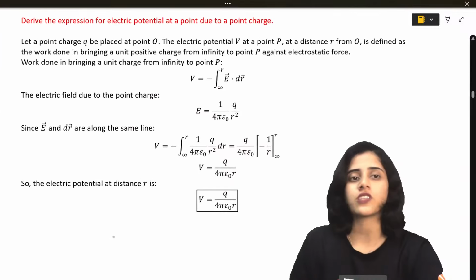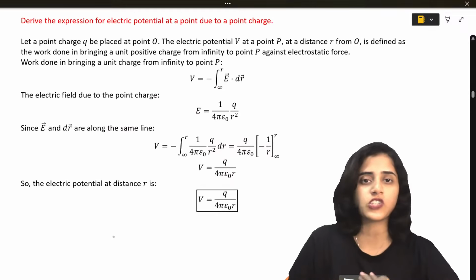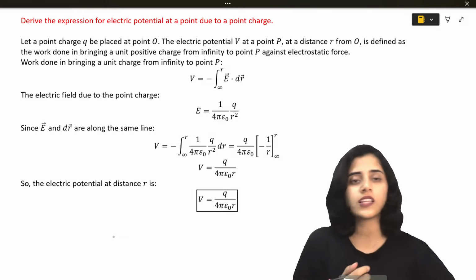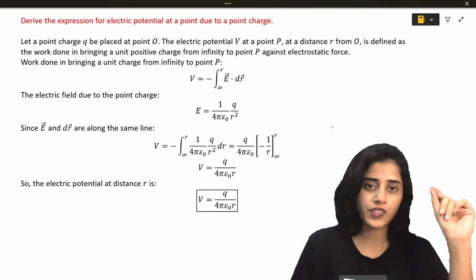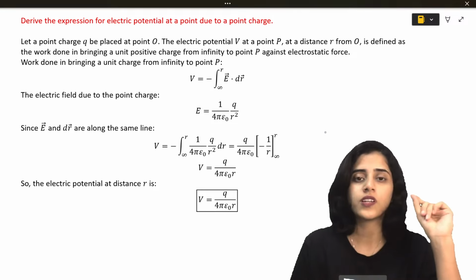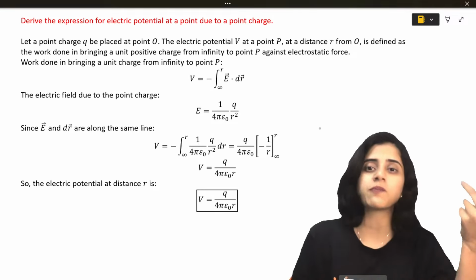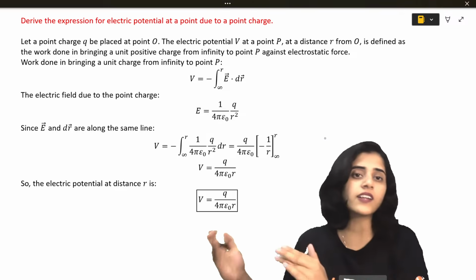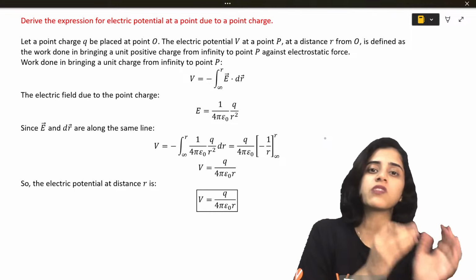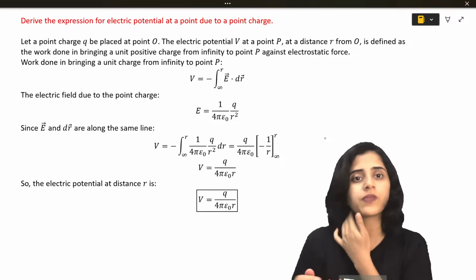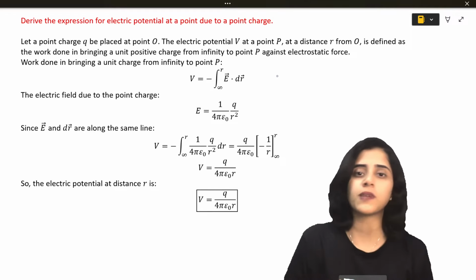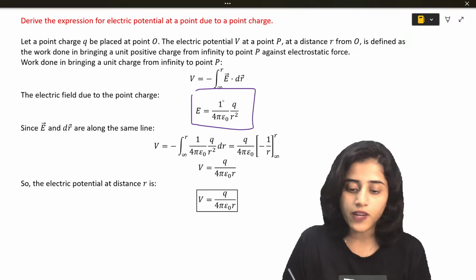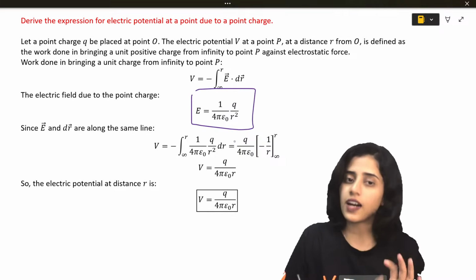Okay. Next question. Derive an expression for electric potential at a point due to a point charge. So let's take a point charge Q placed at a point O. The electric potential V at point P at a distance r from O is defined as the work done to bring a positive unit charge from infinity to point P. So potential is minus integral of E dr. E we already know is how much? 1 by 4 pi epsilon naught q by r square.